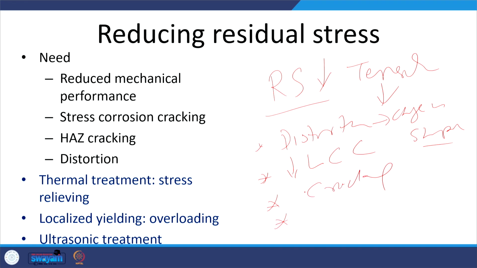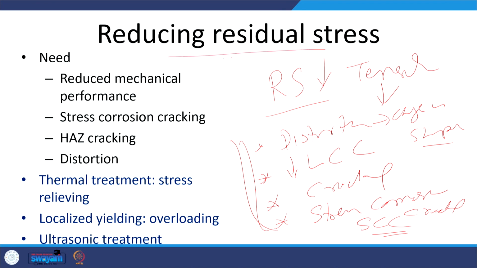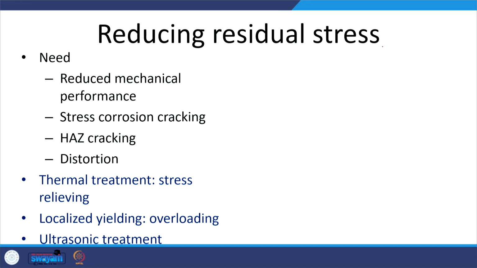And if the joint is to be used in a corrosive environment, then in the presence of tensile residual stresses, it will promote stress corrosion cracking, commonly known as SCC. So, all these undesirable effects can be there in the weld joint if there are residual stresses in it. This indicates that residual stresses must be minimized, because they reduce the mechanical performance and promote stress corrosion cracking. And if the HAZ is hard and brittle, then it will promote cracking and increase the distortion tendency.